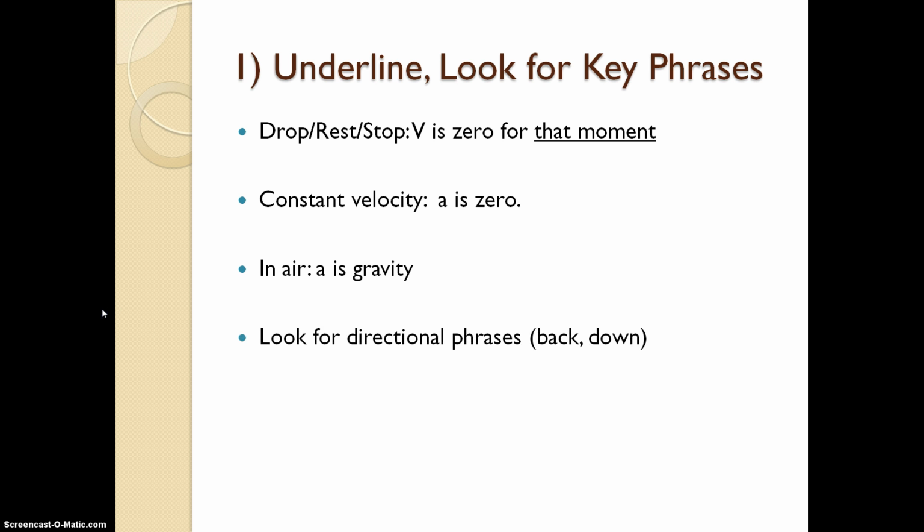Look out for directional phrases like slowing, back, or down. That'll let you figure out the direction, and the direction can figure out if it's positive or negative for that variable. Like, for example, if you throw down something at 20 meters per second, the starting velocity would be negative 20, because down is negative.